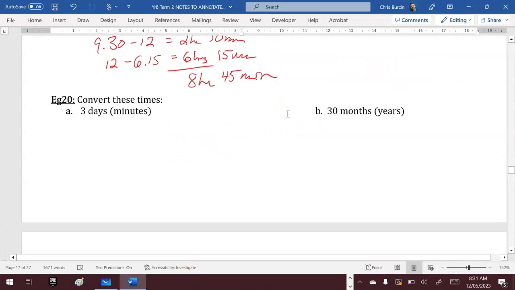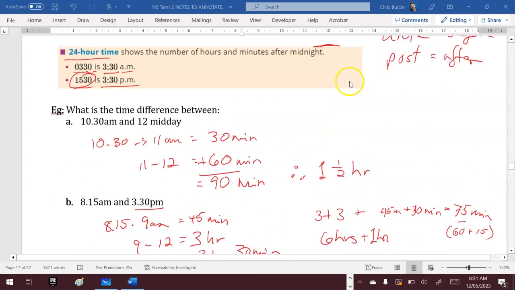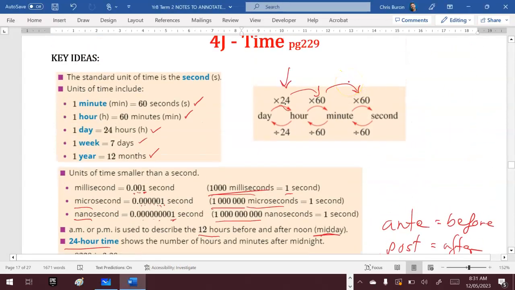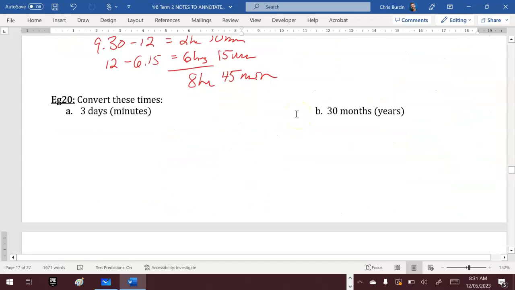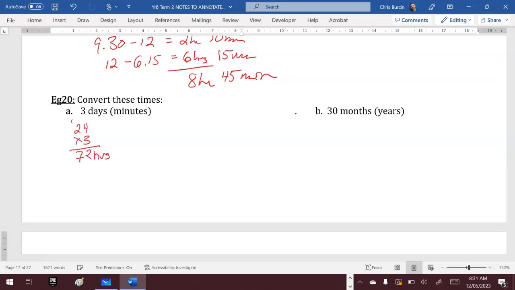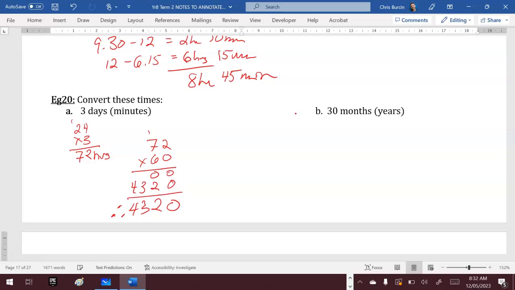Now, convert these. We're just going to use our conversion chart, 3 days into minutes. So we'll go back and look here. A day is times 24, and an hour is times 60, because there's 60 minutes in an hour, and there's 24 hours in a day. So 3 days is, let's see, 24 hours times 3, 72 hours. And then I'm going to do 72 hours times 60. I'm not going to put them underneath each other because they're not equal to each other. Therefore, 3 days is equal to 4,320 minutes.